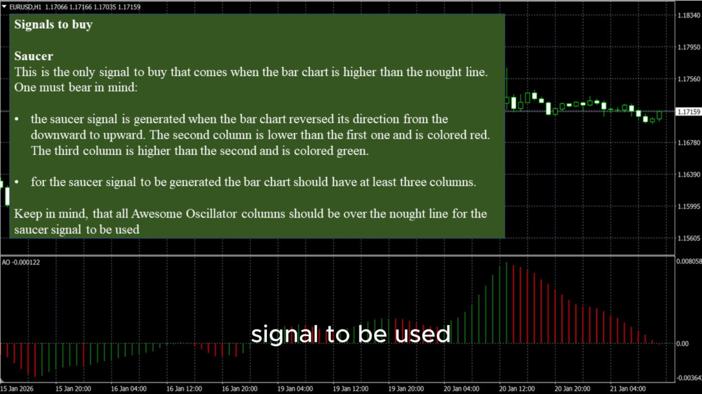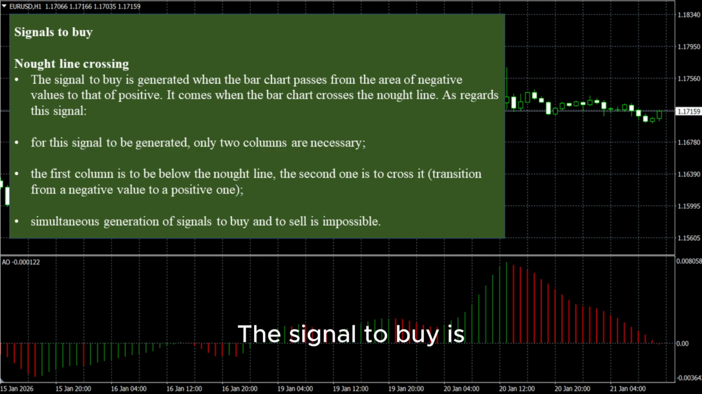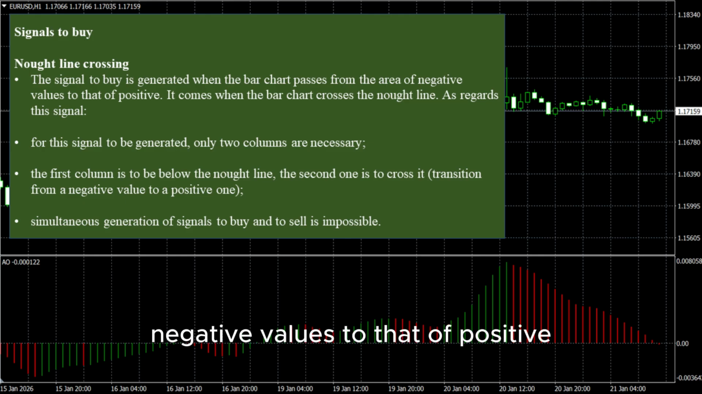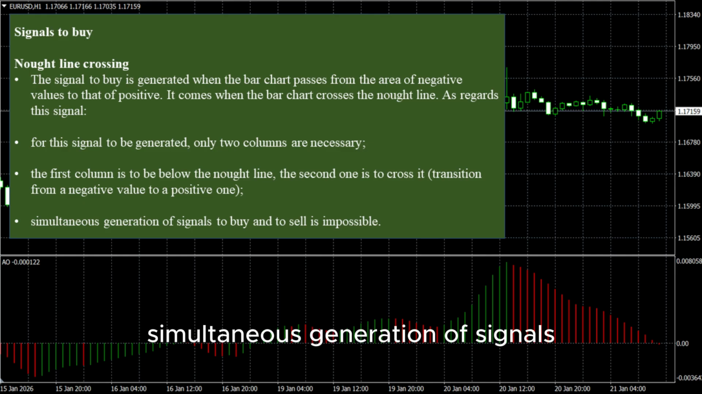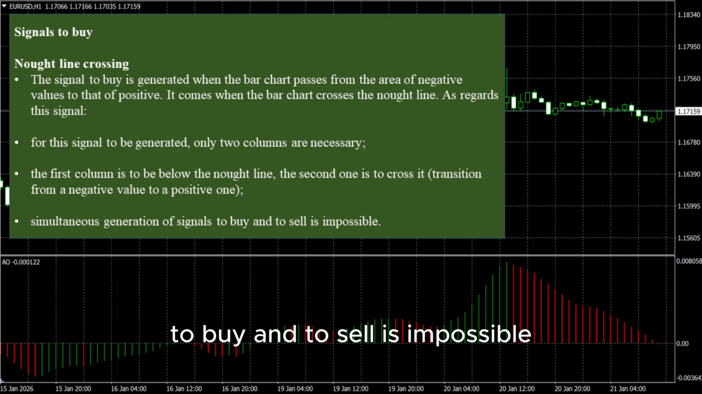Naught line crossing. The signal to buy is generated when the bar chart passes from the area of negative values to that of positive. It comes when the bar chart crosses the naught line. For this signal to be generated, only 2 columns are necessary. The first column is to be below the naught line, the second one is to cross it. Transition from a negative value to a positive one. Simultaneous generation of signals to buy and to sell is impossible.